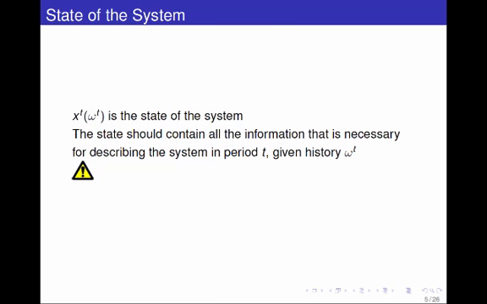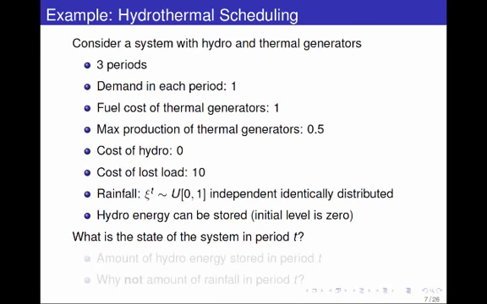The quantity of hydro resources available. Yes. Anything else? Do we care about how much thermal generation we produced in the last period? For example? Not really. I didn't give you any constraint like that. If I had told you that the generators can't ramp faster than a certain rate, then that becomes an important piece of data that you need to make a decision now. So, correctly, Rafael says the amount of hydro in the dam in period T.